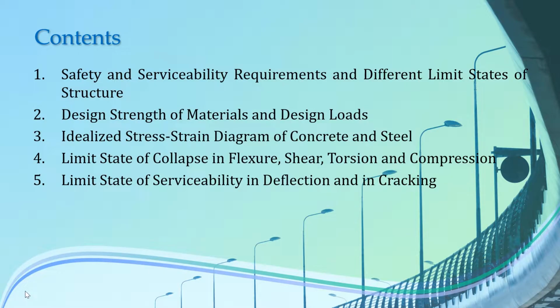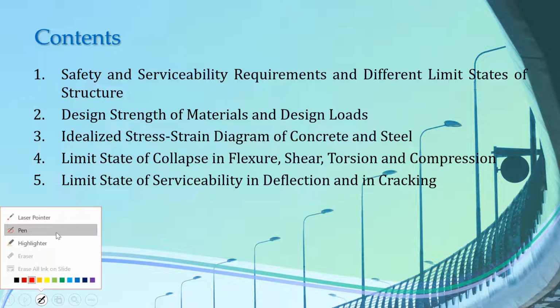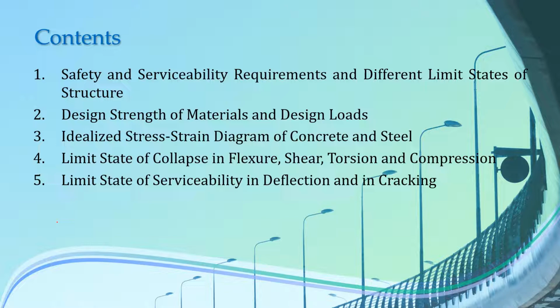So what are the contents of this chapter? First we will discuss the safety and serviceability requirements. Then we will discuss the design strength of materials and design loads. We will see the idealized stress-strain diagram of concrete and steel, and then we will discuss some limit states related to both collapse and serviceability.